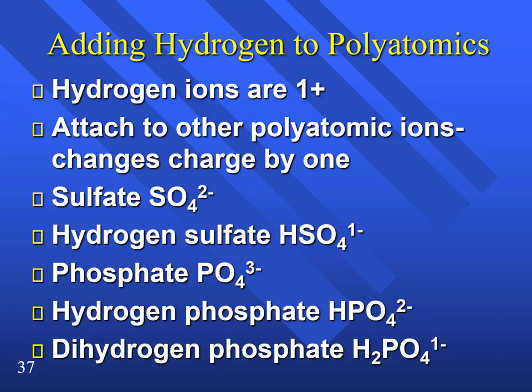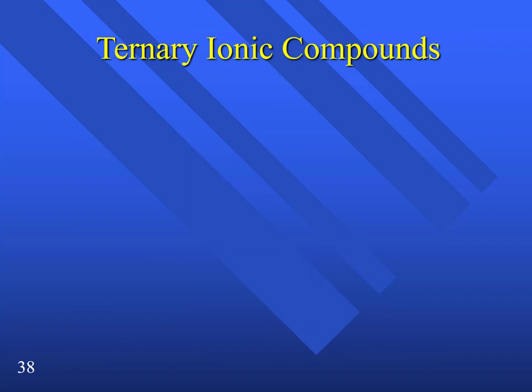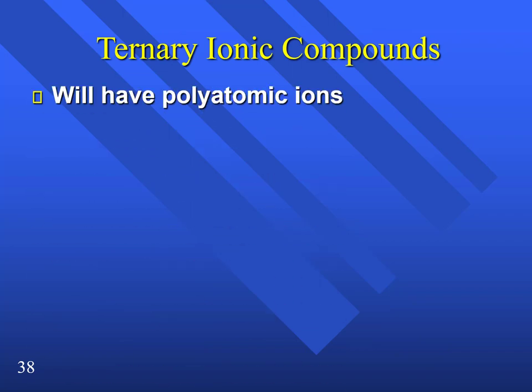Hey, so binary meant 2 kinds of compounds, or 2 kinds of elements. Now that we have polyatomic ions, we can talk about ternary ionic compounds. Ternary means 3. Quaternary means 4.